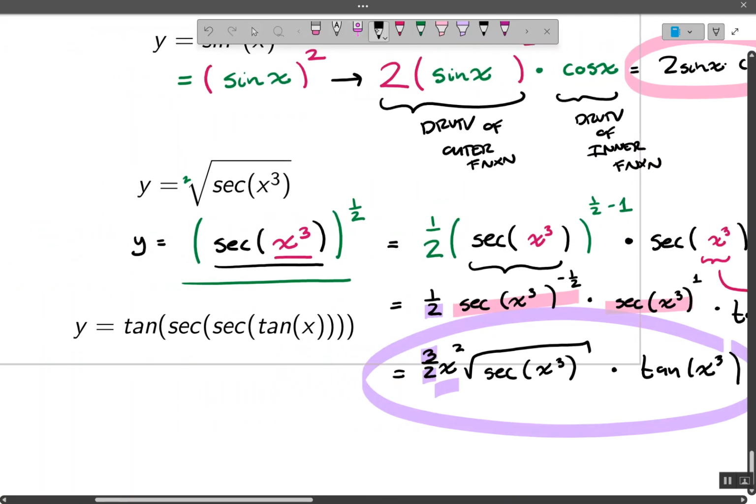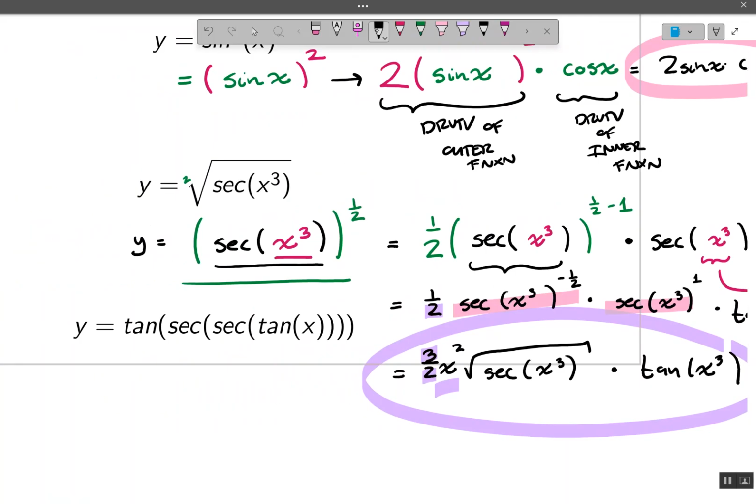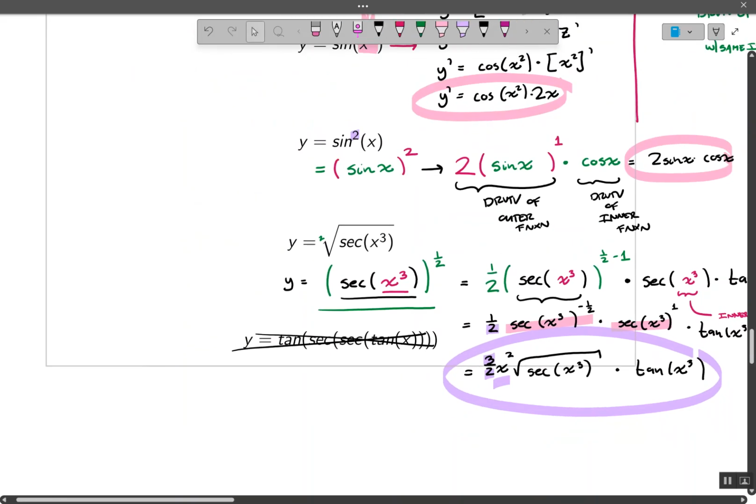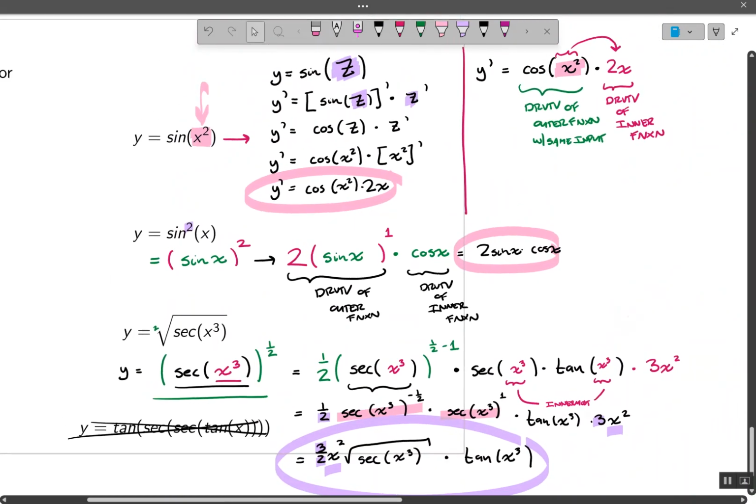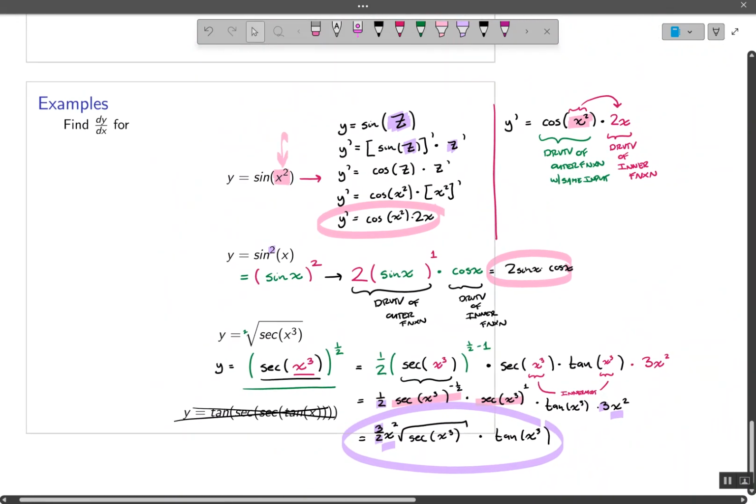Okay, now this is some pure nonsense. This is way too much work. Don't worry about that example. Okay, more stuff to come.